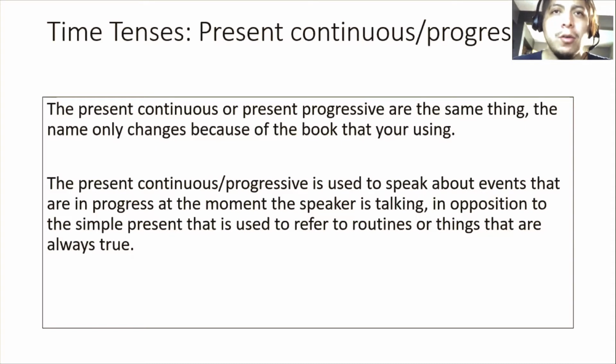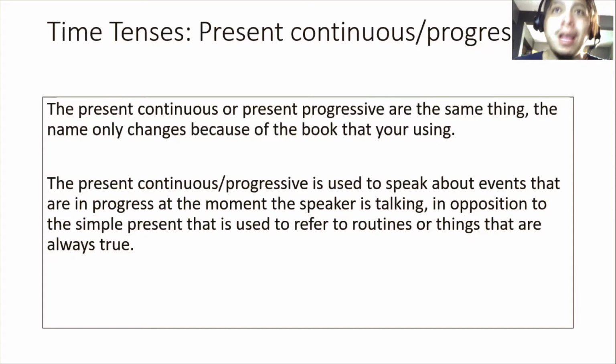But if I tell you, I am running in the park, that is a present continuous sentence. If I tell you, I am running in the park, you know that is false, because in this moment, for me, I am sitting, I am watching my computer, I am speaking, I am teaching, I am recording, and those things are happening right now.